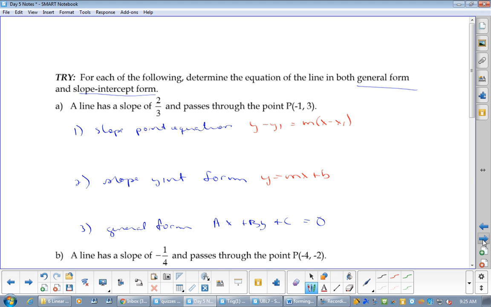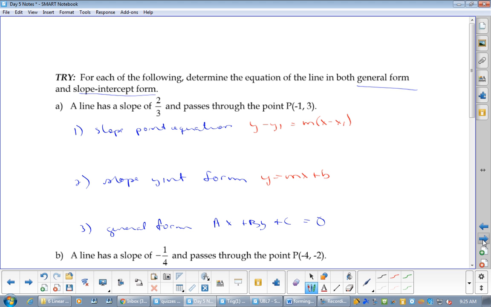Mathematicians aren't that creative in their naming systems. They're pretty direct, okay? It's not like they call it Johnny's equation or this rockin' awesome thing we're going to do equation. It's just to the point, right? So, let's put it in.